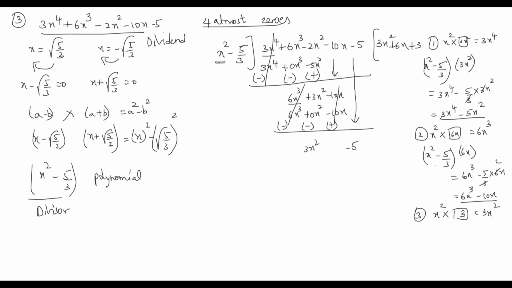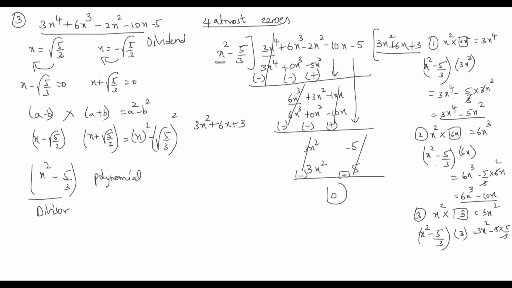After that, take the x square minus 5 by 3 and multiply it by 3. We will get 3x square minus 3 into 5 by 3. That is 3x square minus 5, placed underneath this minus and this plus. Both get cancelled. We will be left with 0. Now take the quotient. The quotient is 3x square plus 6x plus 3. This is a quadratic polynomial.